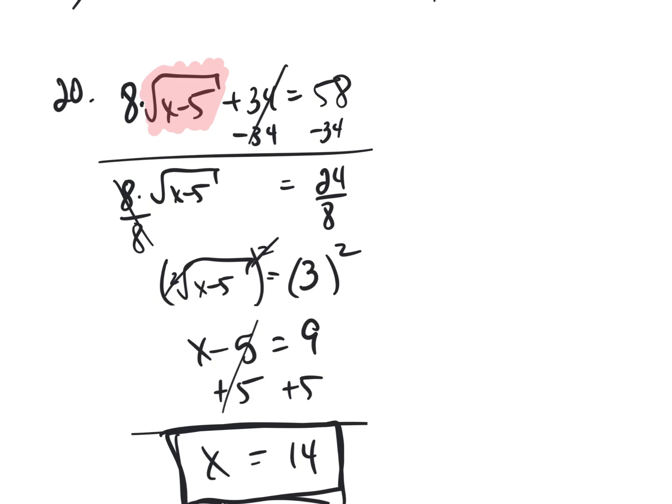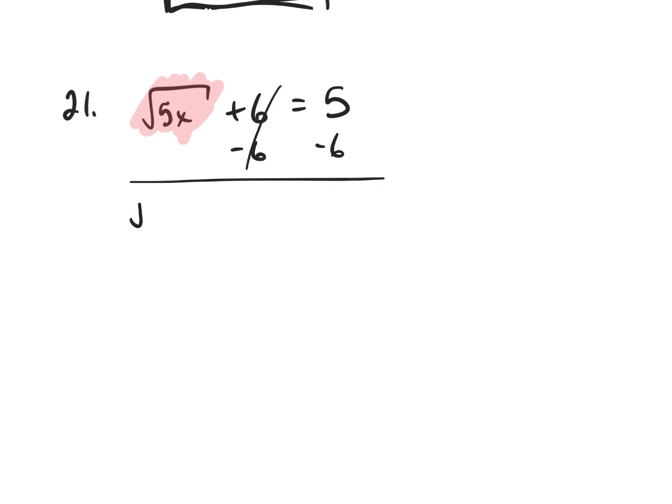And the last one in this section is number 21. Let's do that one. We have the square root of 5x plus 6 is equal to 5. Once again, I'll highlight the radical for you. Is it by itself on the left side? Nope. There's a plus 6, so we need to move that plus 6 to the other side by subtraction.